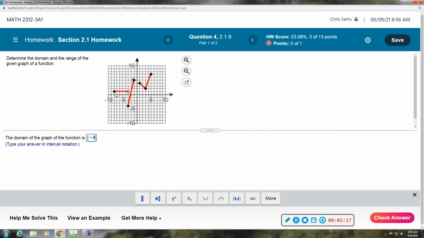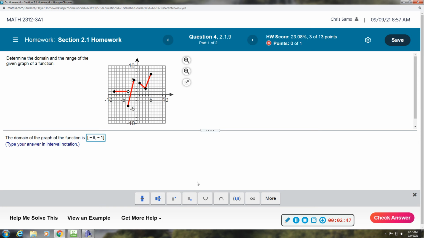So we're going from -8 all the way over -3. We keep going until we get to an x value of -1. Now notice, from -1 to 0, there's a space. So I don't get an x value for 0. So I'm going to stop there. So this graph, we get all x values from -8 to -1.